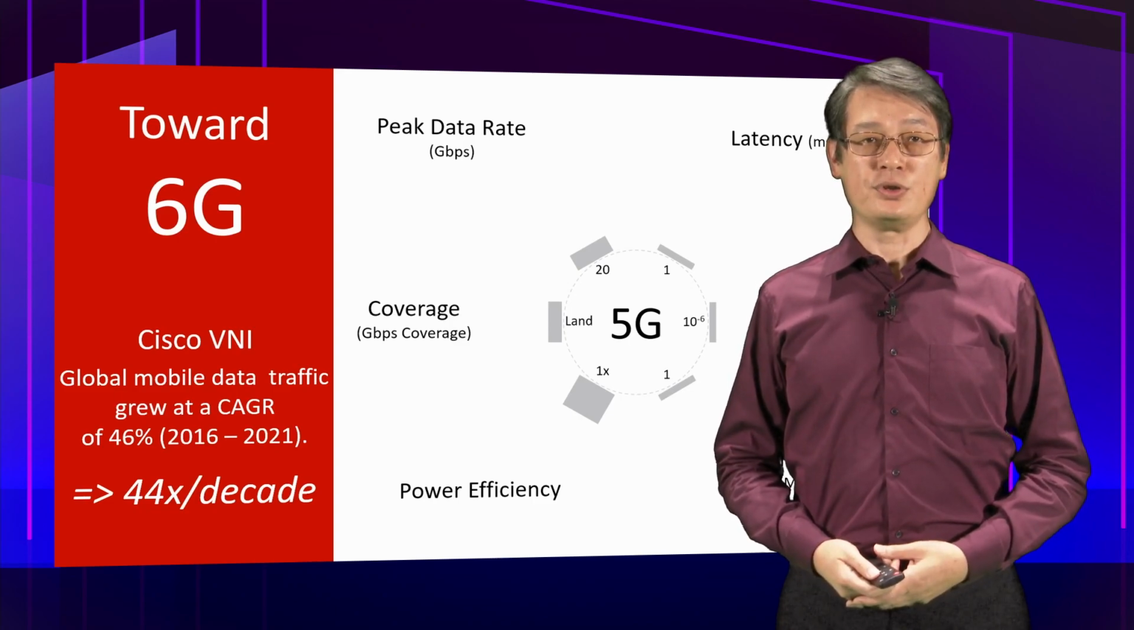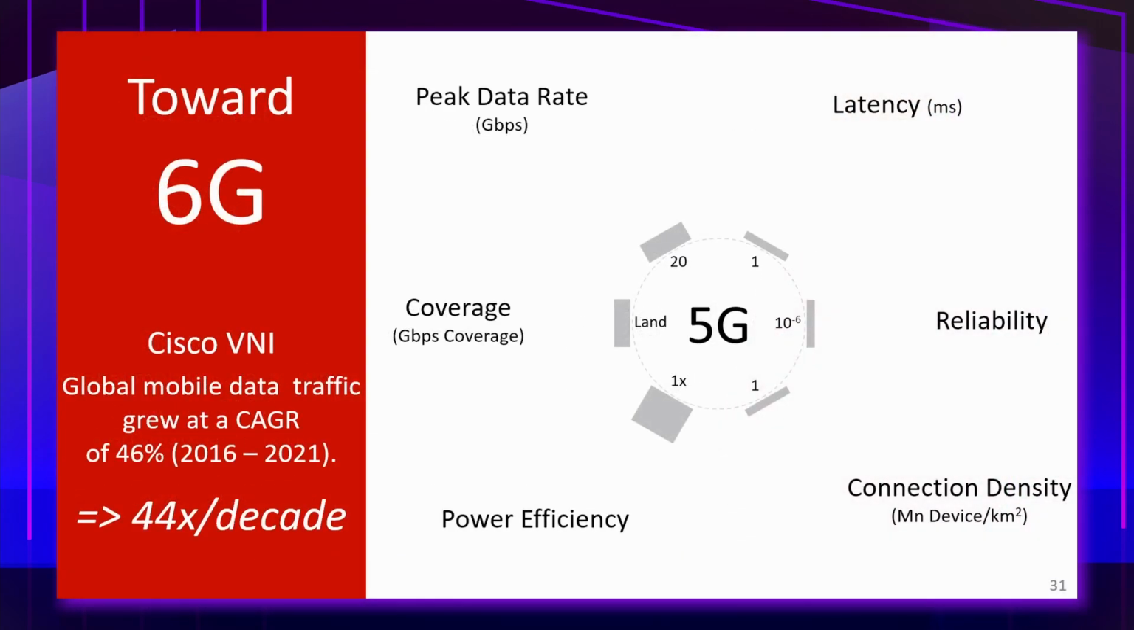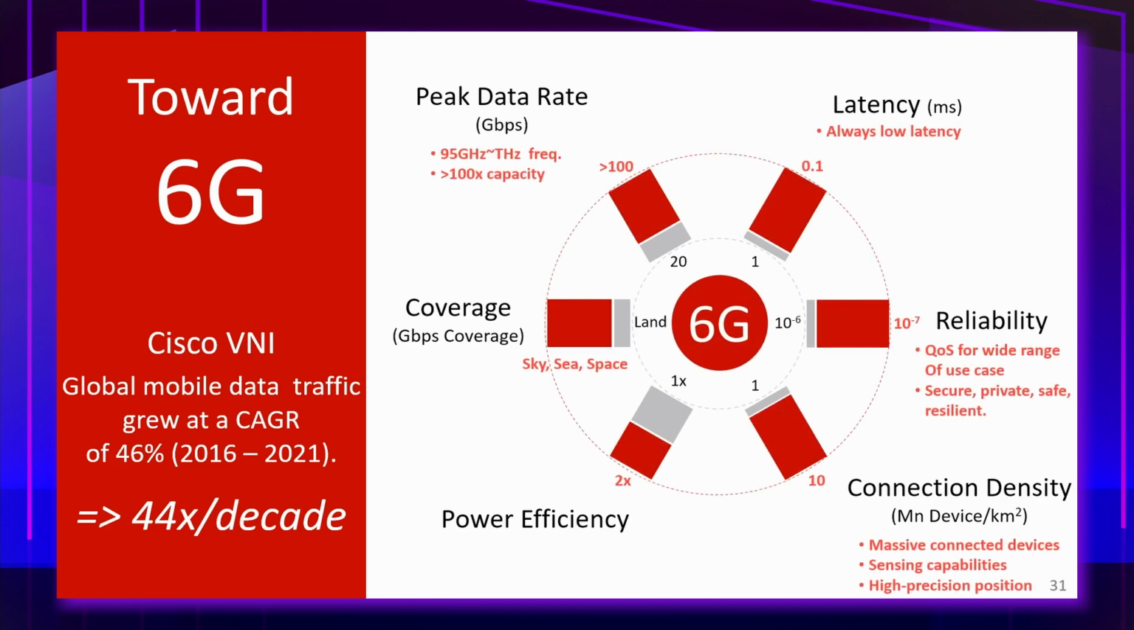Moving towards 6G, according to Cisco's VNI index, global mobile data traffic grew at a compound annual growth rate of 46% in the past 5 years. If we extrapolate using the same rate, 10 years from now, the mobile data traffic will be 44 times of today's data traffic. This implied an unprecedented stringent performance requirement is needed for next generation network.